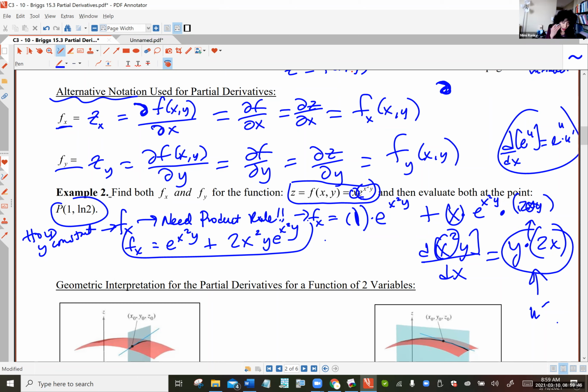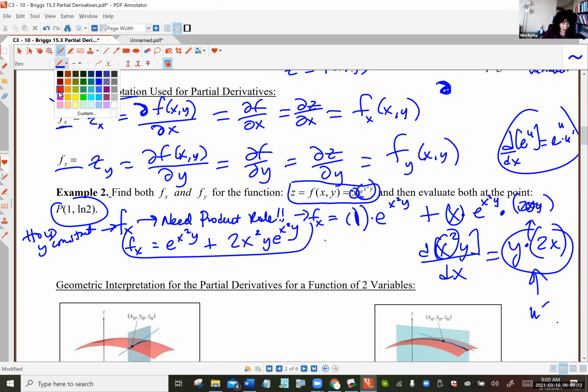If you want to factor out a common factor of e to the x squared y and rewrite this partial, I'm okay with that. But I'm also okay if you don't do that. So I'm done finding the partial with respect to x. Any questions? Okay, so now let's go ahead and find the partial with respect to y.